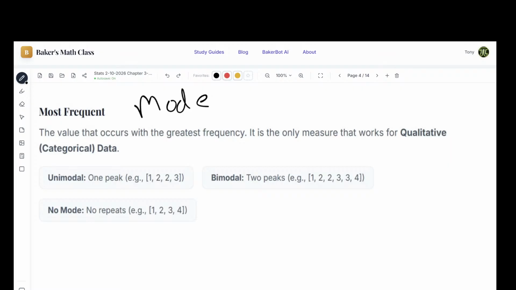Bimodal is just 2. Multimodal means you can have more than 2. Like you can have 3 or 4 modes. That's possible. They just didn't write them all in there. And I didn't write the actual topic, multimodal.